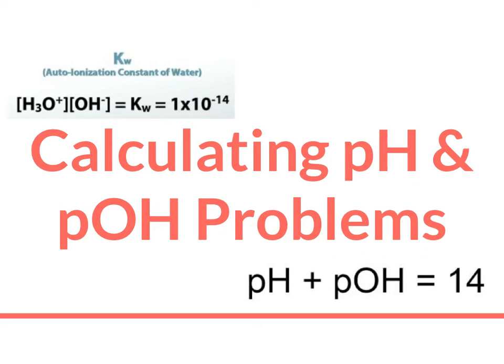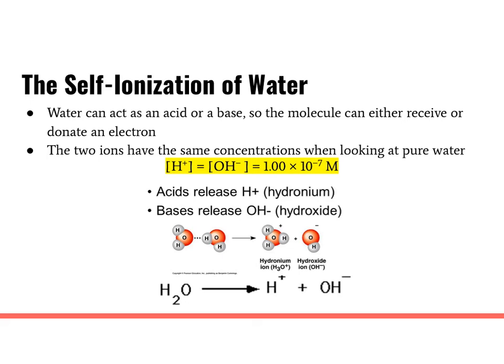In our previous video, we learned how to calculate pH and we used two equations for that. Today when we talk about calculating pOH, we are going to also be including two more equations. The first thing that I want to talk about with you guys is something called the self-ionization of water.